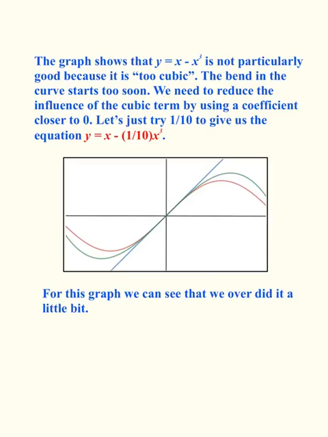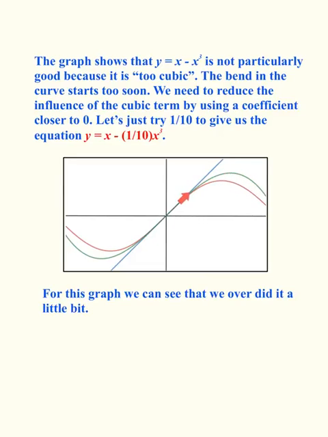All right, so the way that we can fix that is we need to reduce the influence of the cubic term. And we can reduce the influence by using a coefficient that's closer to 0. So we're going to try 1/10 to give us this equation. For this graph, we can see that we overdid it a little bit. So x minus 1/10 x cubed, that's going to be this green graph here.